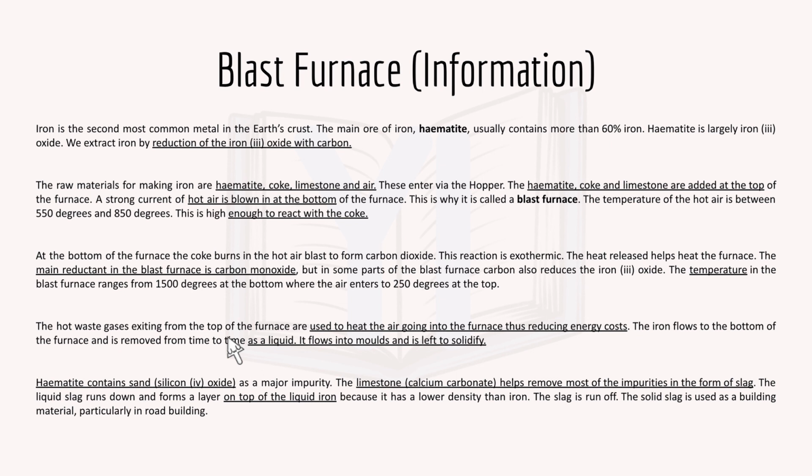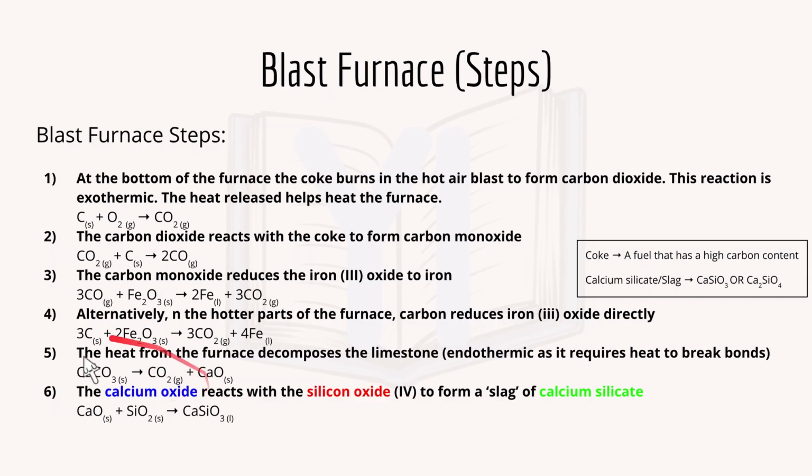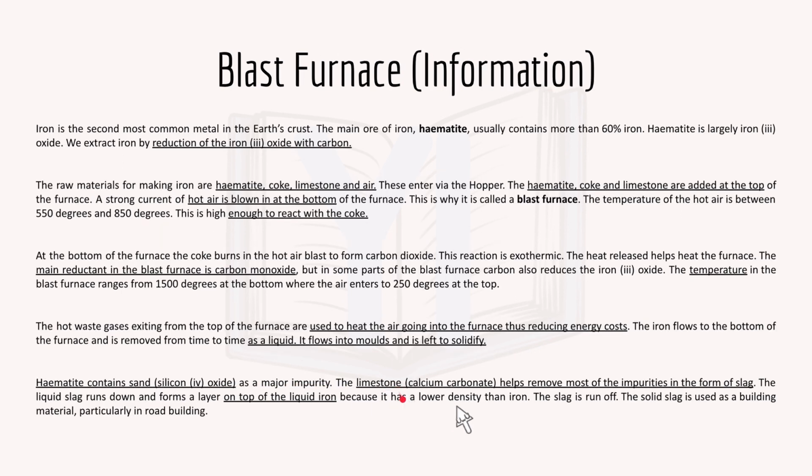And the iron flows to the bottom of the furnace and is removed from time to time as a liquid, and it flows into the molds where it is left to solidify. Hematite contains sand or silicon oxide as a major impurity. So limestone, over here, helps to remove most of the impurities in the form of slag.